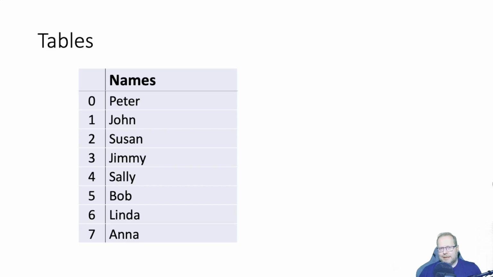Here I've made a list of names. Now I've called this list names. And in this list I have all these different names, 8 names, and I've numbered them from 0 to 7. This is basically what a table is in assembly language, but obviously this is not assembly language, but the concept is the same. So how would I do that in assembly language?